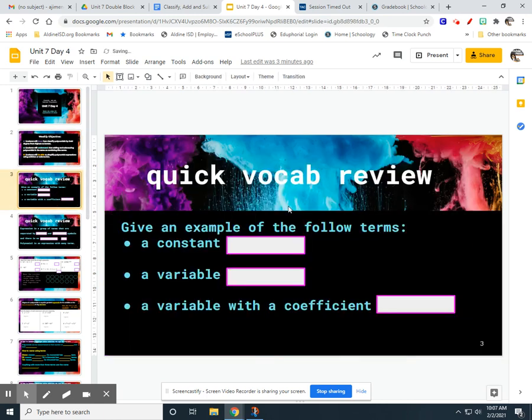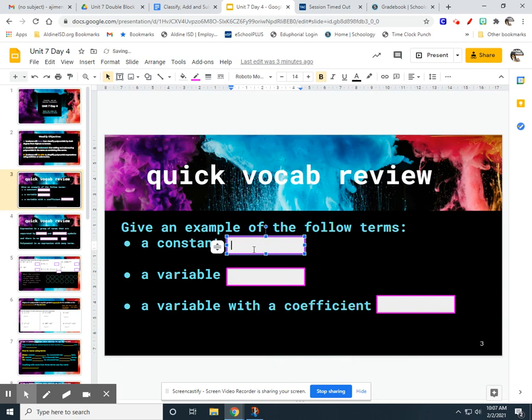All right, so give an example of a constant. A constant can be any number, so 3, -6, 5. Notice I'm using commas to distinguish between the terms. You have 2x, a variable only, x, y, and so forth. And then you have 2x, -3x, things like that. That's a coefficient and a variable.